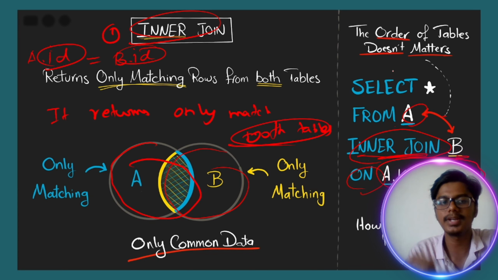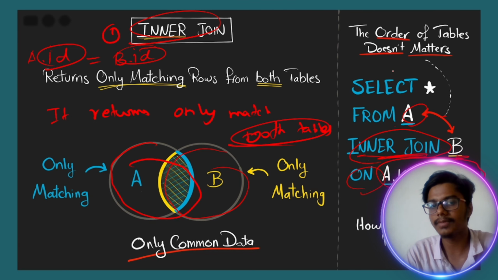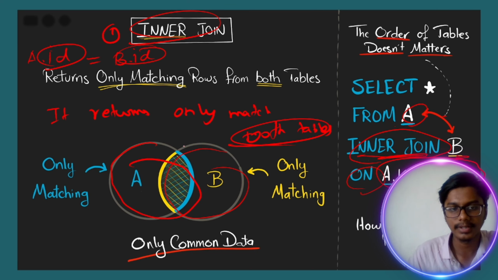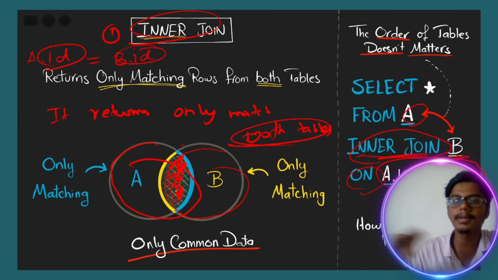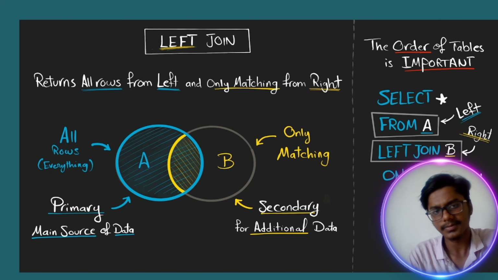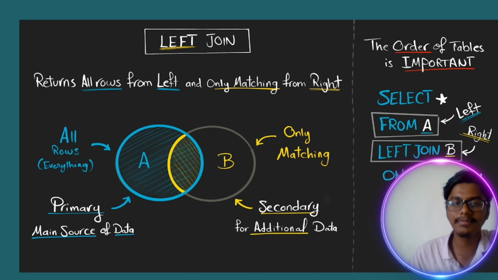So be aware of that. The main motive of the inner join is that it returns only the matching rows. So that's what we see here. It returns only the matching rows from both the tables. That's what I'm going to say. Okay, this is a very important join.